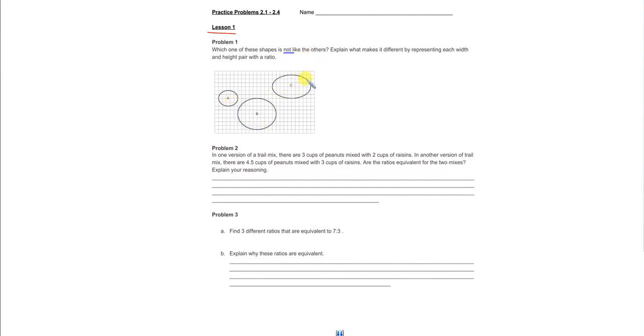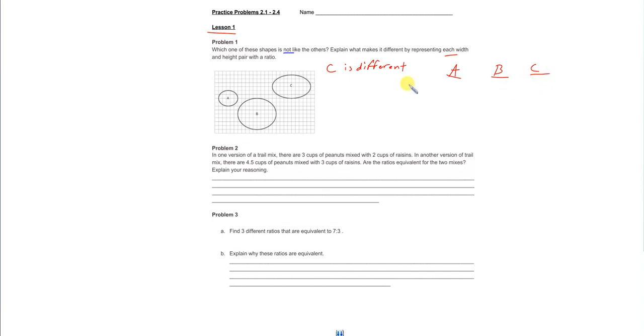I think looking at the three, you can tell that A and B are scale copies. Just visually, C is different. But you have to do more than just say that they're different. You have to actually go back and explain what makes them different by representing each, that means every one of them, A, B, and C, with a width and height pair ratio.